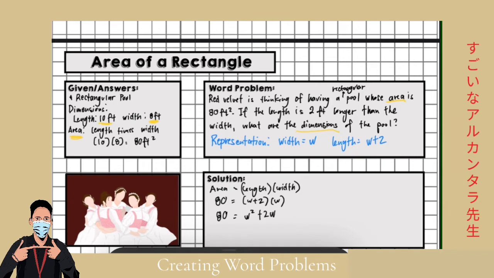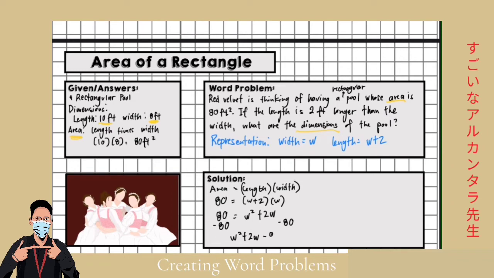And again, we need to have the terms all together on one side, so we subtract 80. You can also do transposition if you're used to that. So you'll have W squared plus 2W minus 80 is equal to 0. So now we have this general trinomial, and from here on out, we can work on this one to get the value of W.